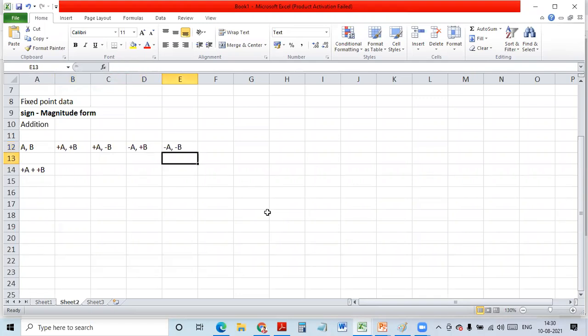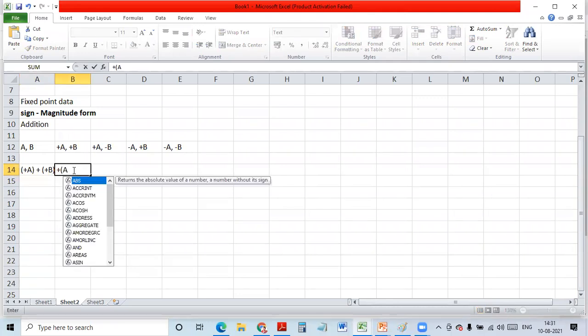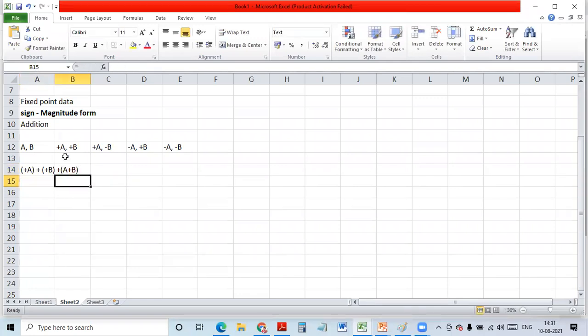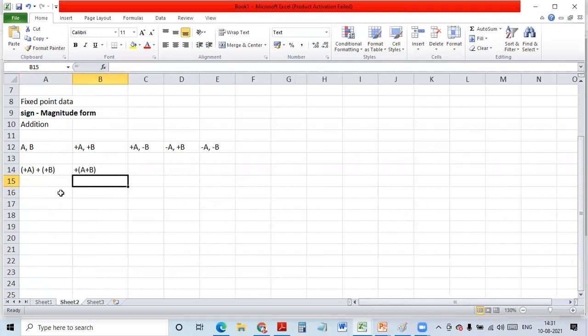Whenever I want to perform an operation like this, plus A within brackets, and the second number is also positive, what is the result of the operation? The sign of the result is positive and its magnitude is A plus B. So on the magnitudes I am performing the addition operation, and the result gets a positive sign because both the input numbers are positive.